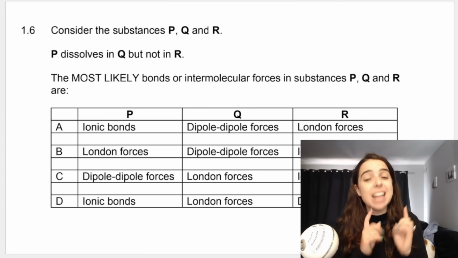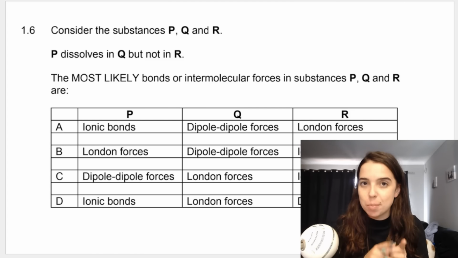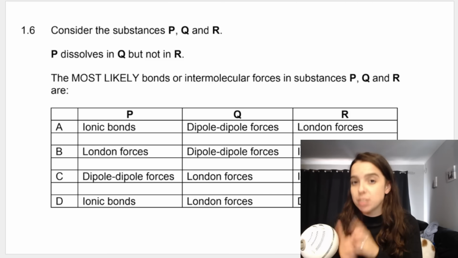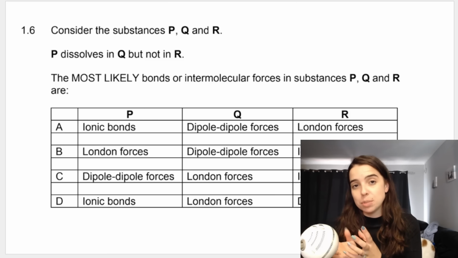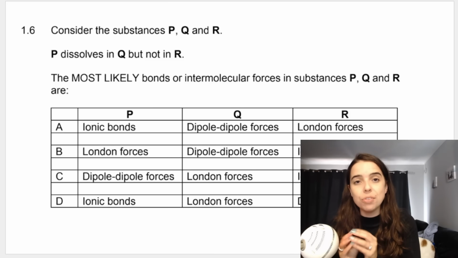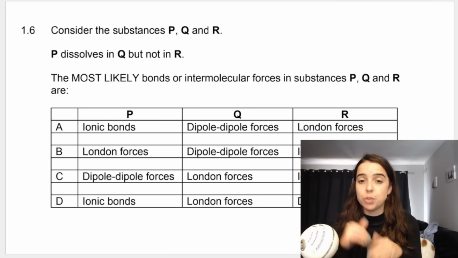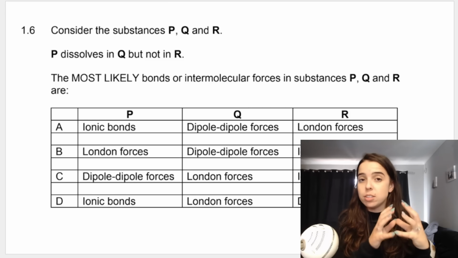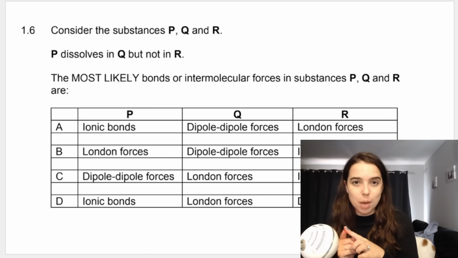So something that has London forces, that's the weakest type of intermolecular force, will not dissolve in something that has dipole-dipole forces, which is a polar substance. Something that has London forces will also not dissolve in an ionic substance or vice versa. Okay? However, something that has ionic bonds will dissolve in a polar substance.